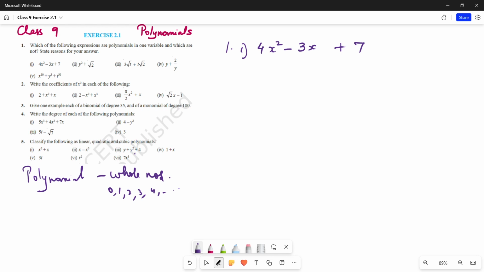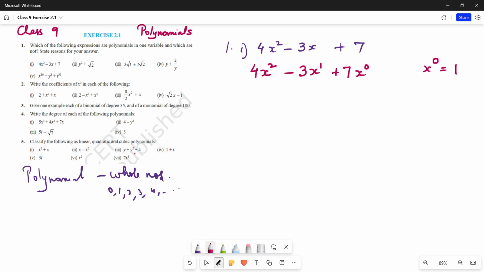So what's the first sum given to us? 4x squared minus 3x plus 7. Let me rewrite this in terms of x: 4x to the power 2, minus 3, x to the power 1, plus 7 into 1, and 1 can be written as x to the power 0. We all know that any number raised to the power 0 is equal to 1. So now check all the powers of the variable. The variable is x. The powers are 2, 1 and 0. All of them are whole numbers. So of course it's a polynomial.